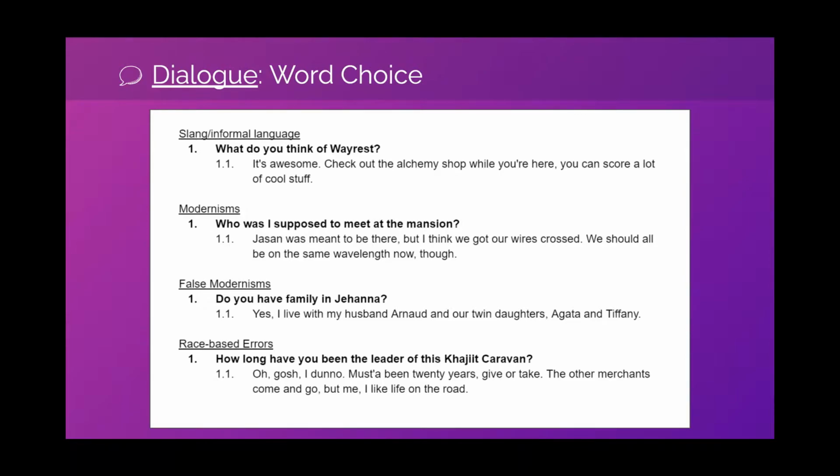So if you said, "What do you think of Wayrest? It's amazing. Stop by the alchemy shop while you're here. You can find a number of interesting potions you couldn't find elsewhere."